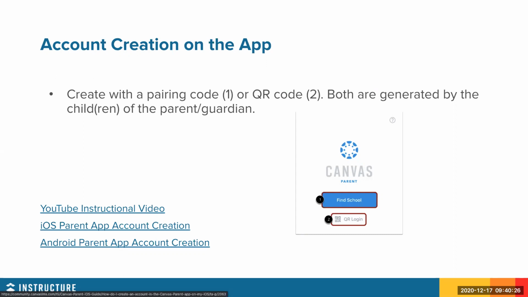We'll speak to that, but when they're creating their account, they'll pair with their child or children, and they can do that either with a pairing code or a QR code. Now, both of those things are generated by the child or children, which we'll go over. But just know that if they are creating an account with a pairing code, then when they're opening the app, they'll click on Find My School. If they're doing it from the QR code, then they'll click here.